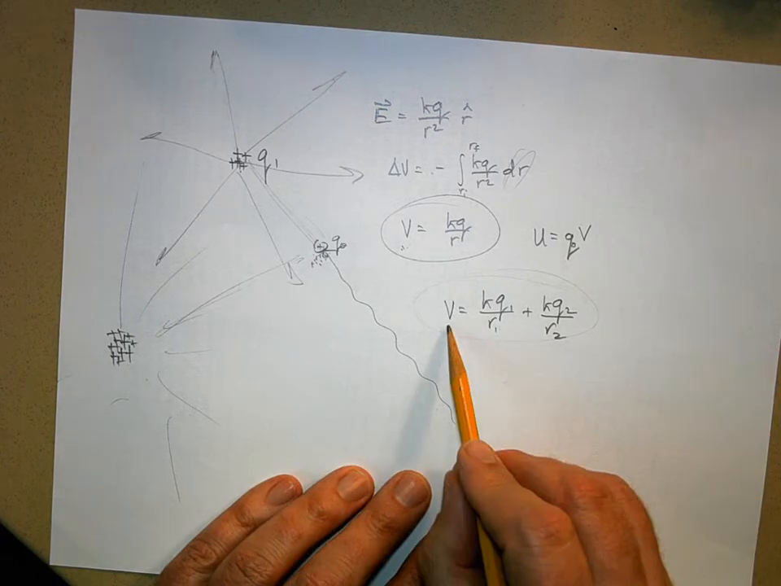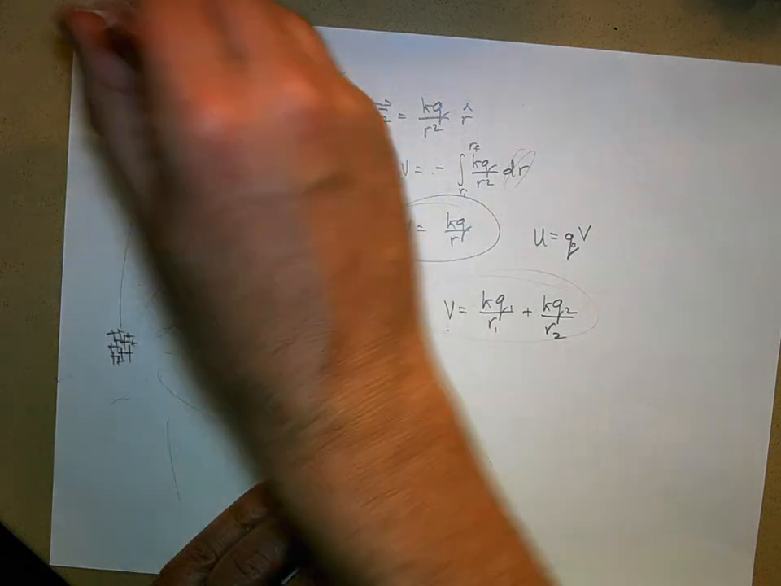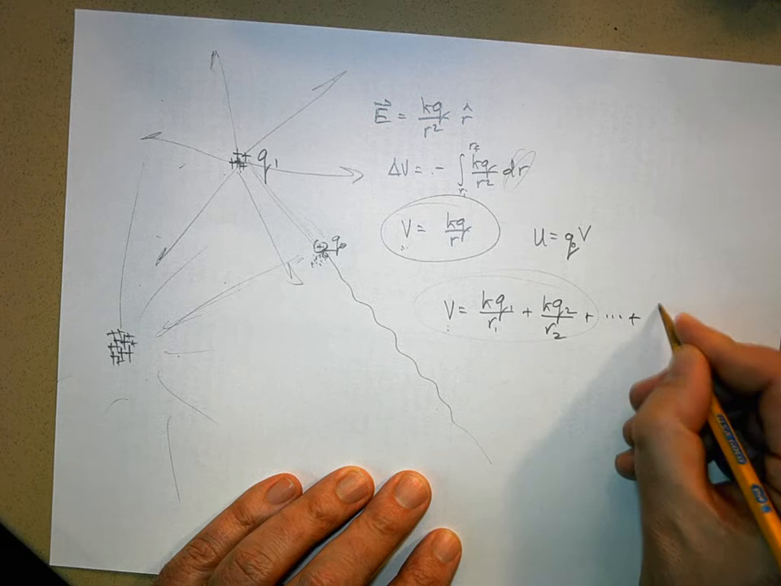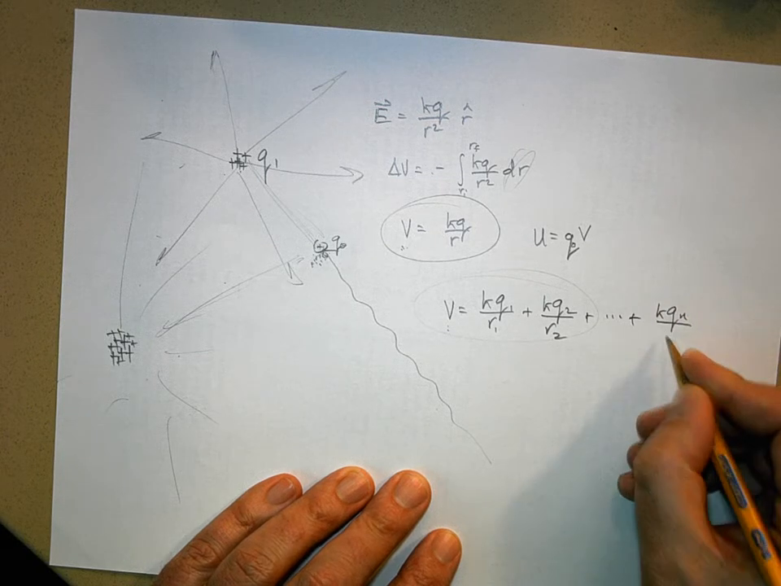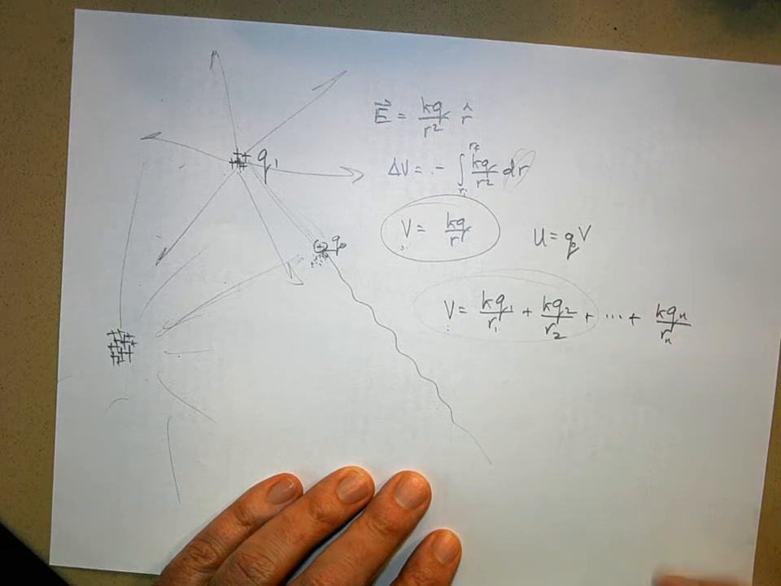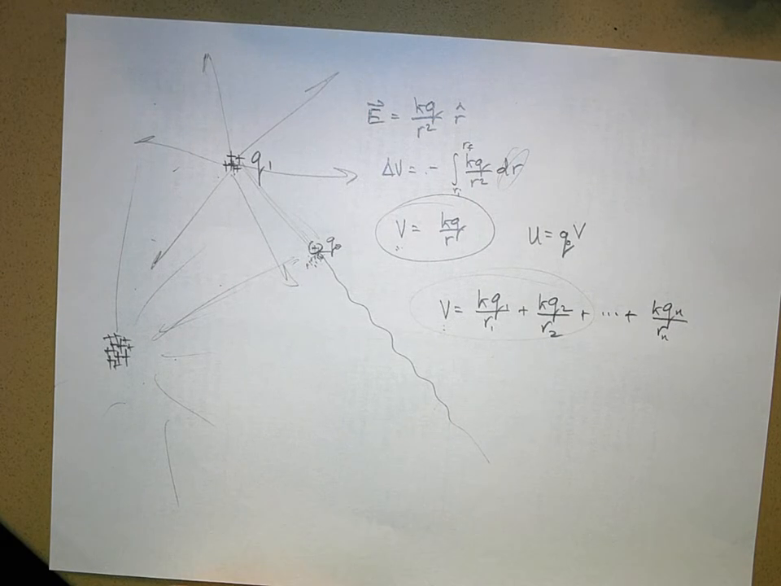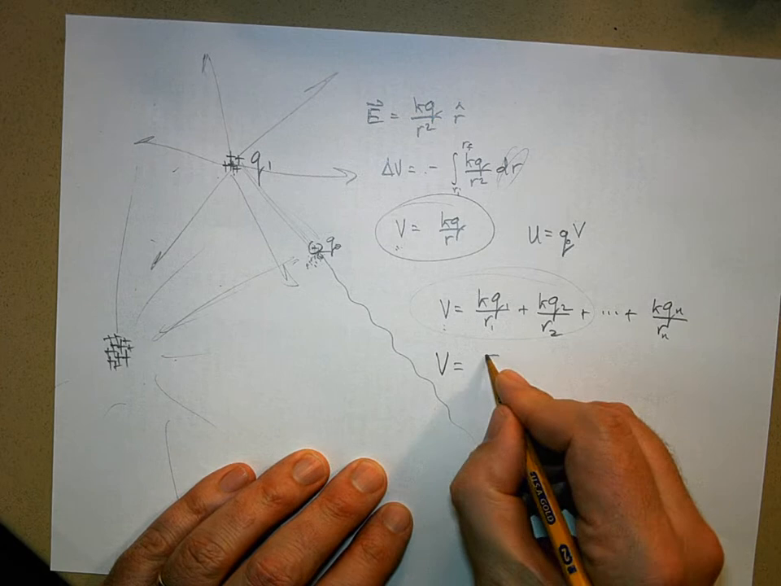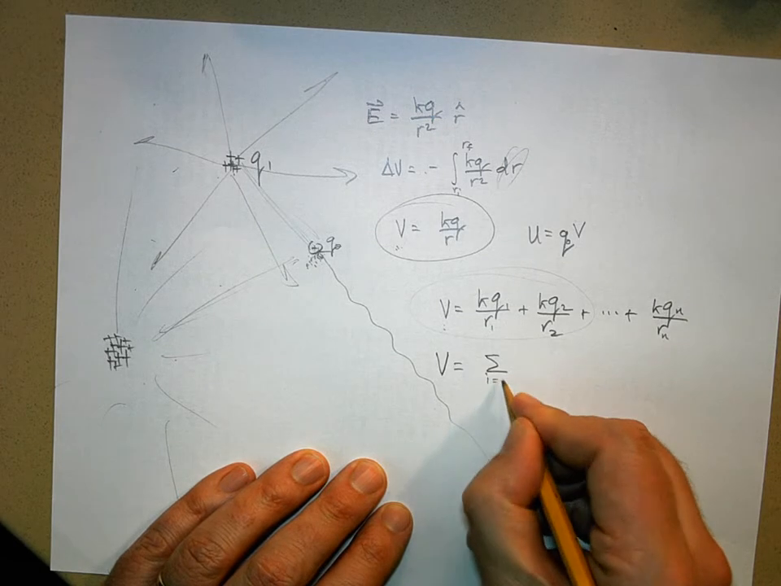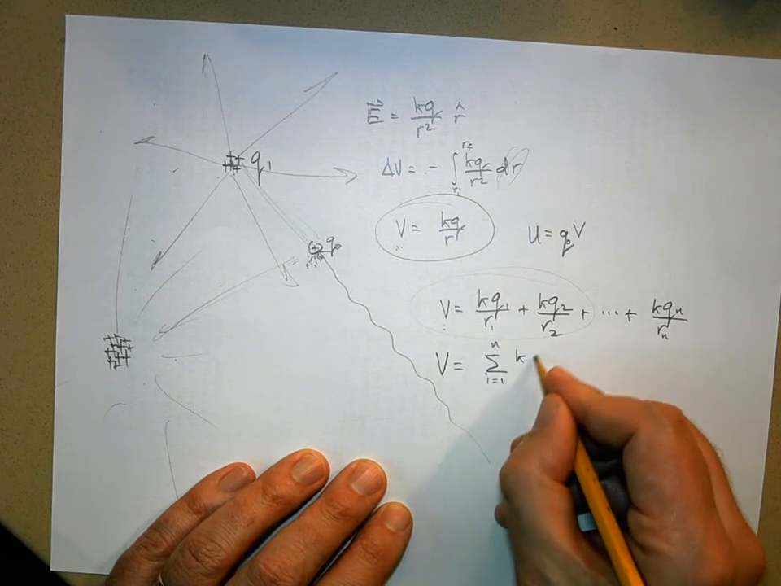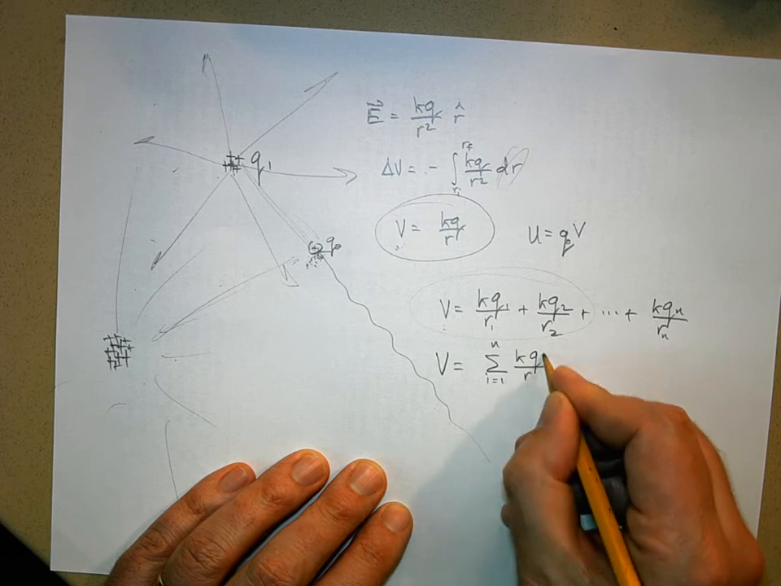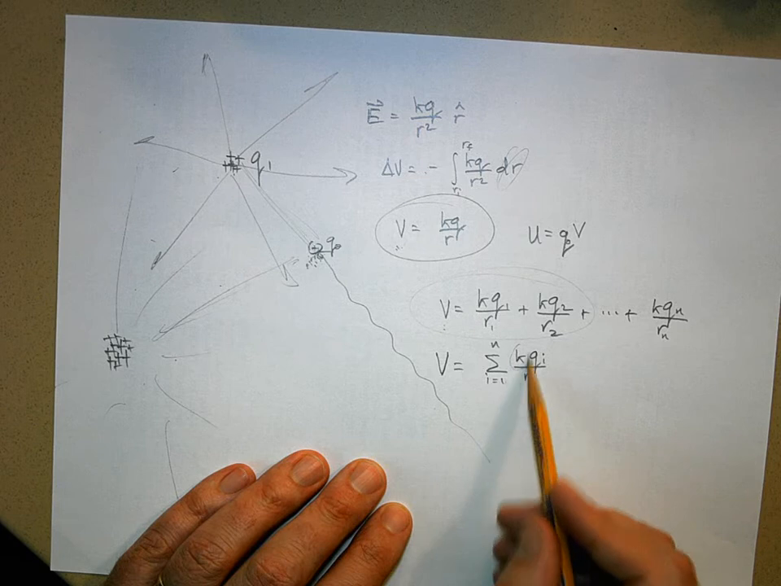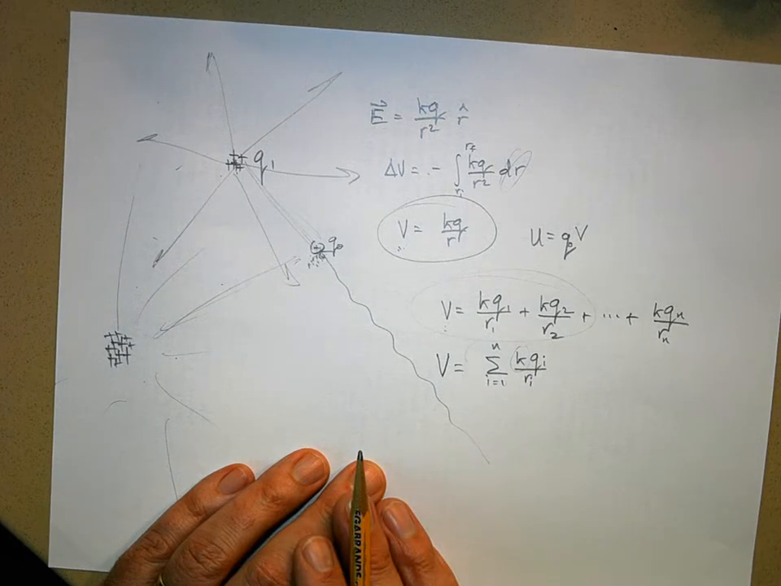All right. Now, if I put multiple test charges around it, well, you just keep adding them up. Dot, dot, dot, plus K. If I have N charges, you just keep adding and adding and adding. Of course, we have a way of saying this. V equals the summation from i equals 1 to N of K Qi over Ri. Of course, the K comes out, but I'm just going to leave it like that.